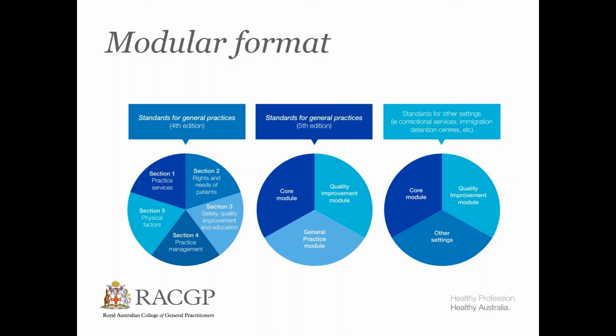The core and QI modules are generic to a range of primary and community healthcare settings, whereas the general practice module is unique to a general practice setting. The modular structure allows the RACGP to update the modules separately and adapt the standards for other healthcare settings such as correctional services and immigration detention centres.